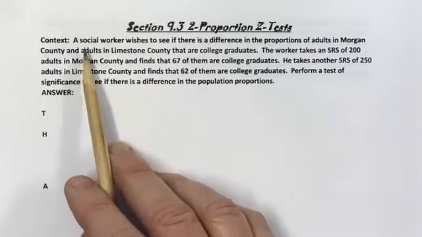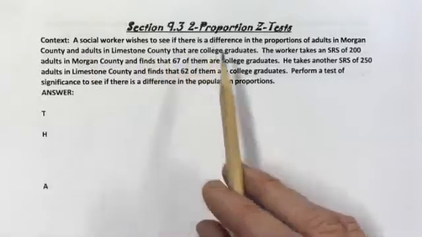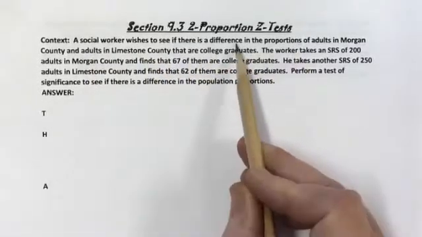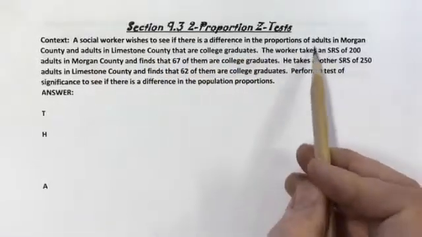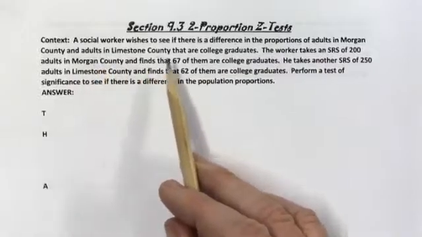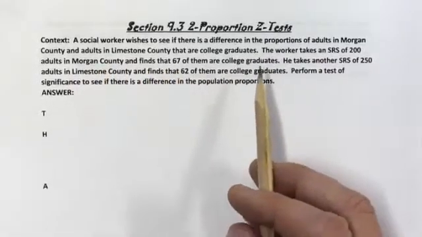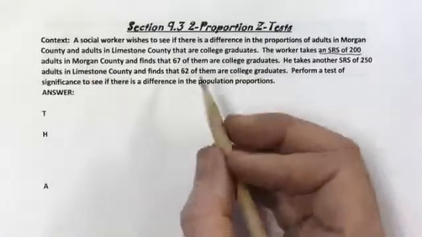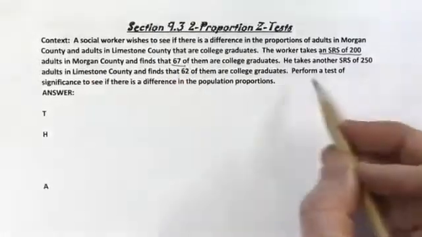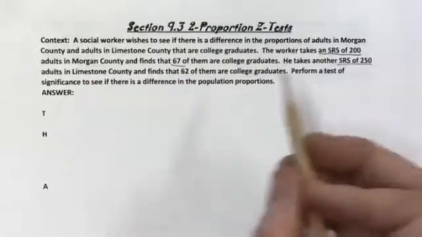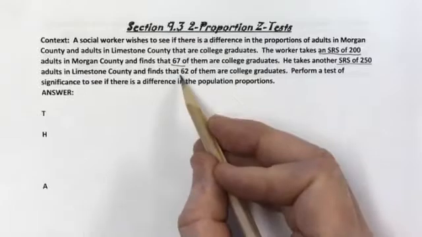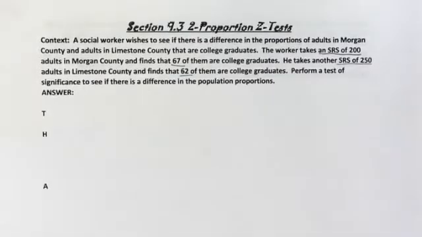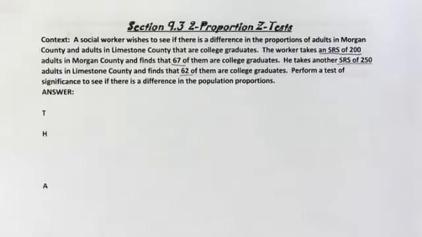So the first context here says a social worker wishes to see if there's a difference in the proportions, plural, of the adults in Morgan County and the adults in Limestone County that are college graduates. The worker takes an SRS of 200 adults in Morgan County and finds that 67 are college graduates. Takes another SRS of 250 adults in Limestone County and finds that 62 of them are college graduates. Perform a test of significance to see if there is a difference in the population proportions.